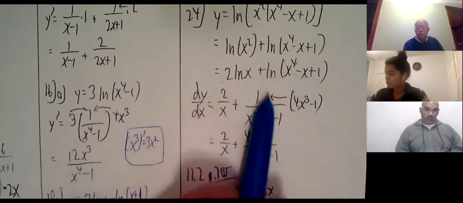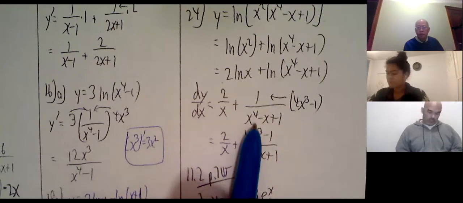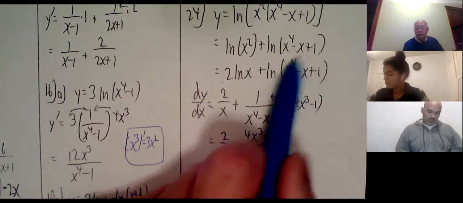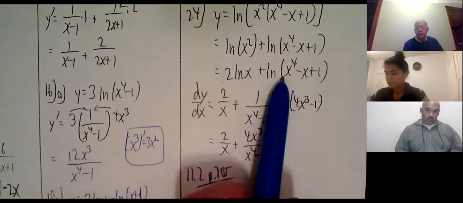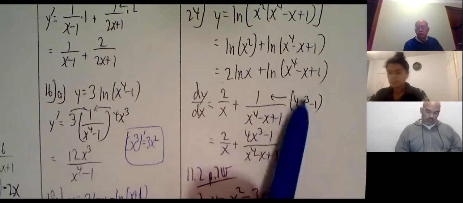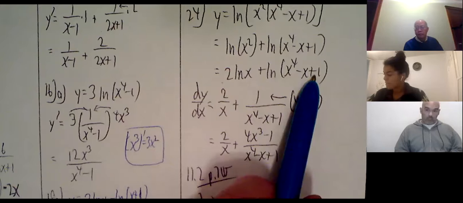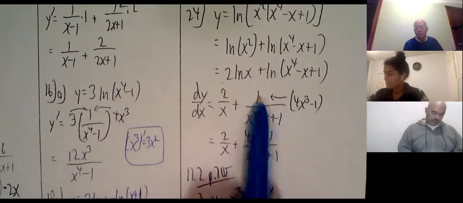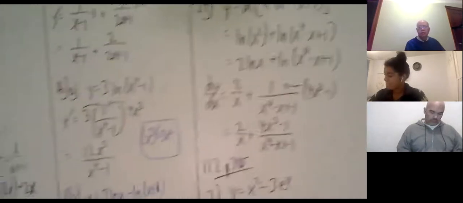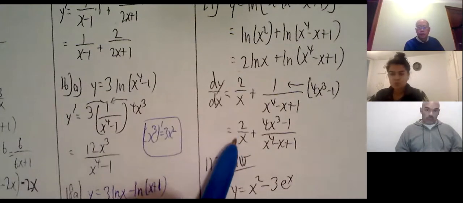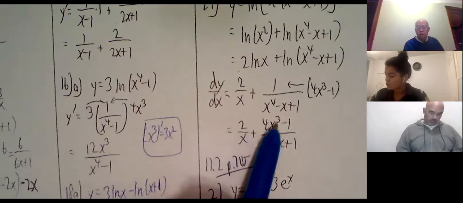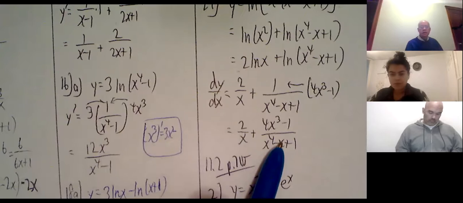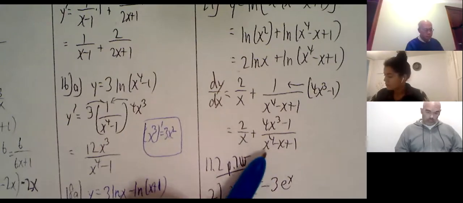Derivative of this, 1 over all that, 1 over x to the 4th minus x plus 1, times the derivative of this whole thing. So that would be 4x cubed minus 1. And the derivative of 1 is 0, so just leave it. And again, just slide the 4x cubed minus 1 times the 1, so that becomes a numerator. So my final answer is 2 over x plus 4x cubed minus 1 over x to the 4th minus x plus 1. And just stop there. That's as good as it gets.